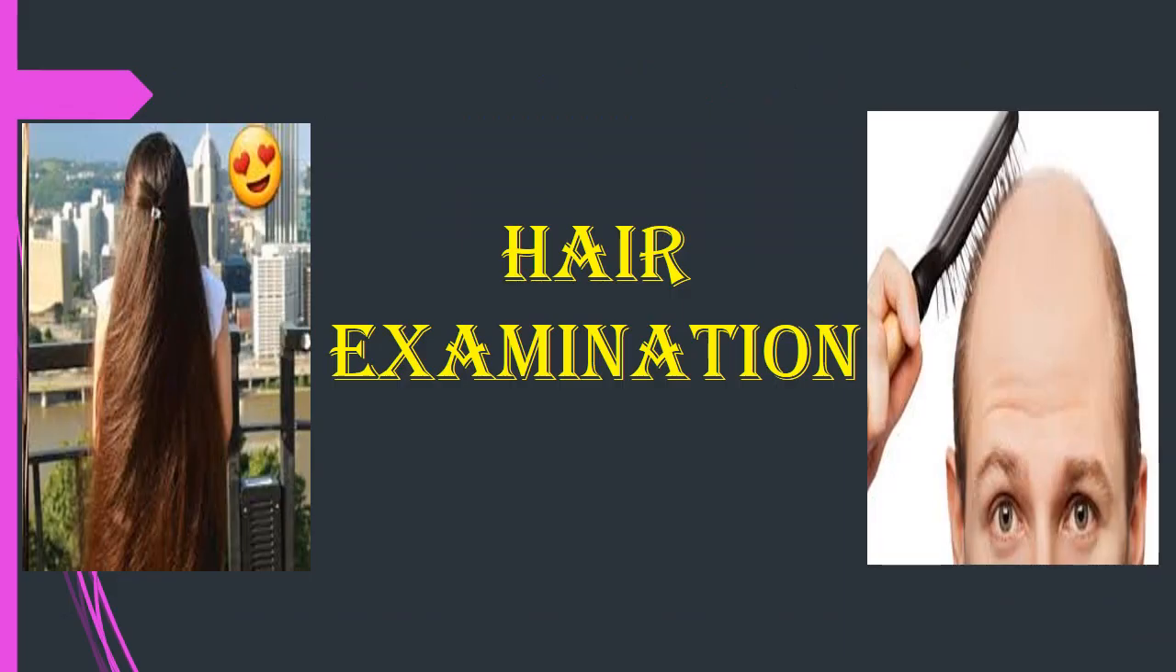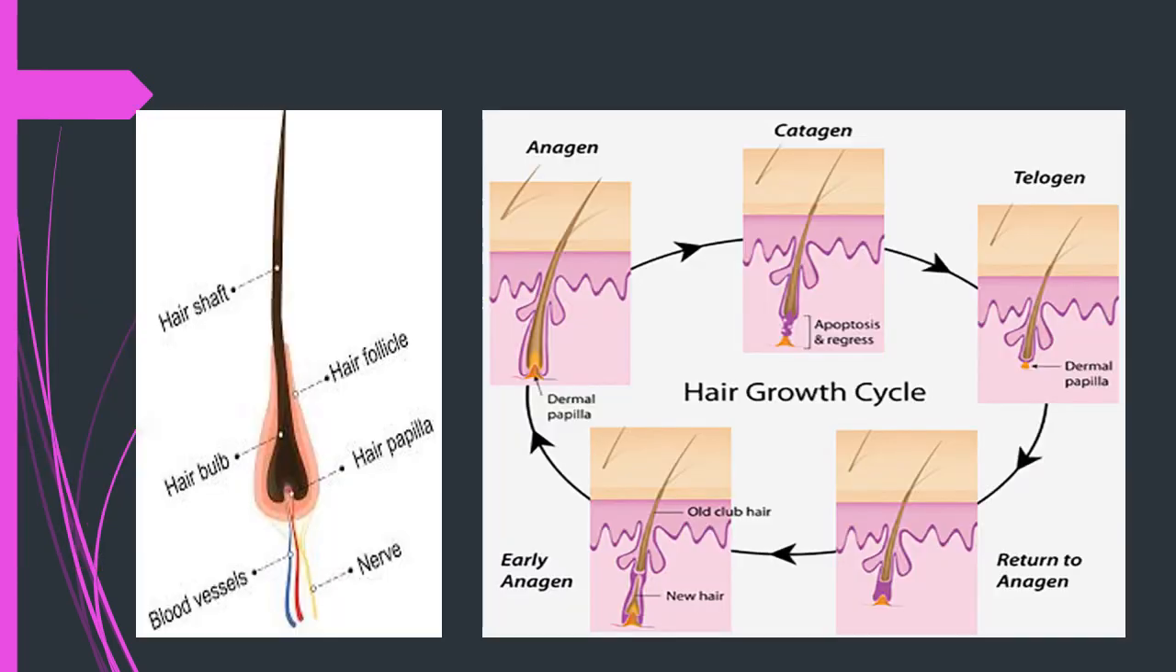Today I will explain hair examination. So the hairs consist of hair follicles which house the hair shaft. The germinal part of a hair shaft is in the hair matrix. The melanocyte migrates into the matrix and gives different color to the hair by producing melanin.